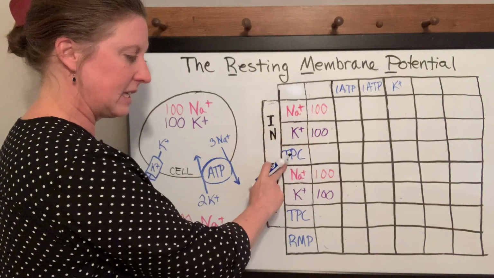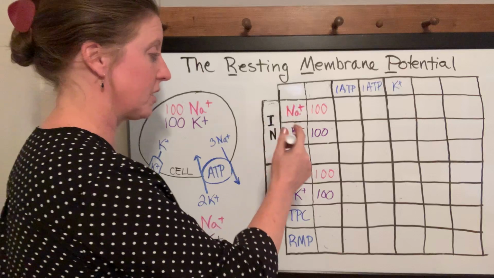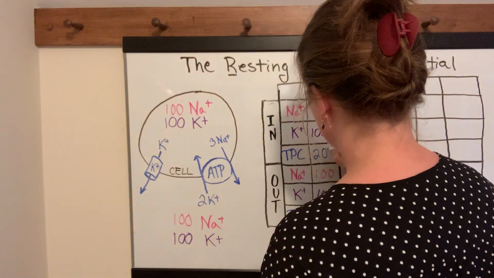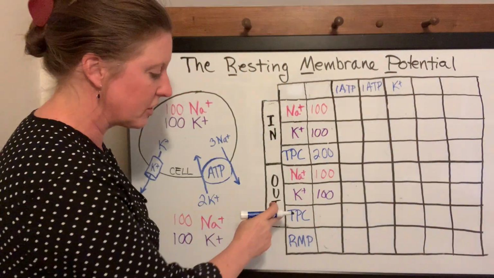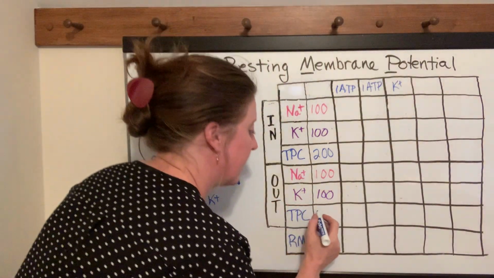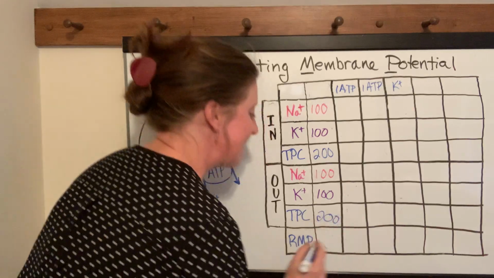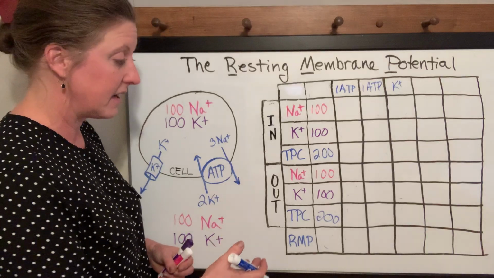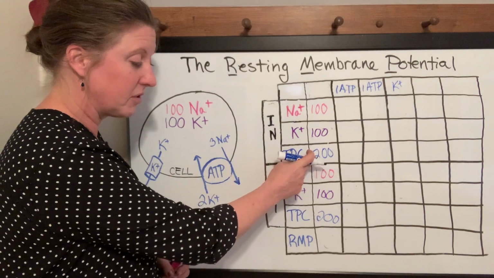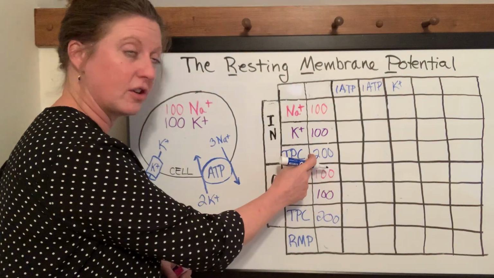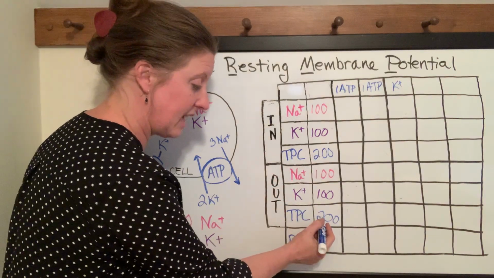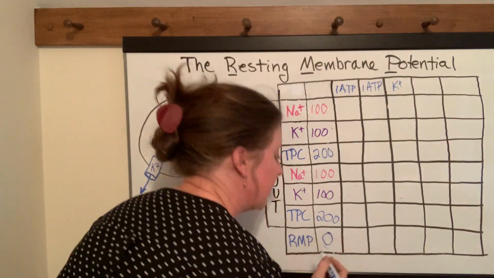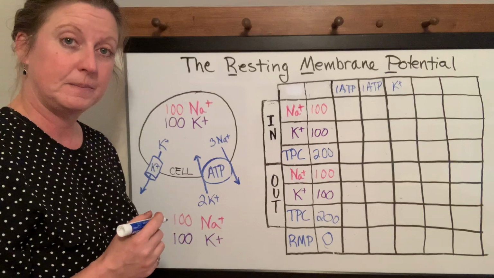So let's add these up to get our total positive charges. Since they're both positive, 100 plus 100 is 200. And the total positive charges on the outside of the cell are also 200. Now, if we want to see if there's a difference in charge between the inside and the outside of the cell, we can take 200 minus 200, or the charges inside the cell minus the charges outside the cell. And there is no difference, so there is 0 resting membrane potential.